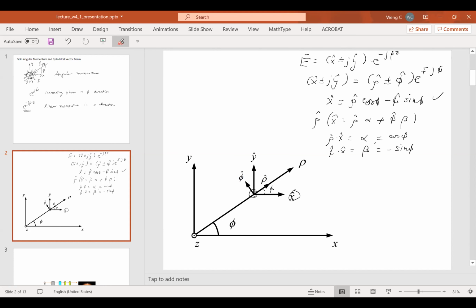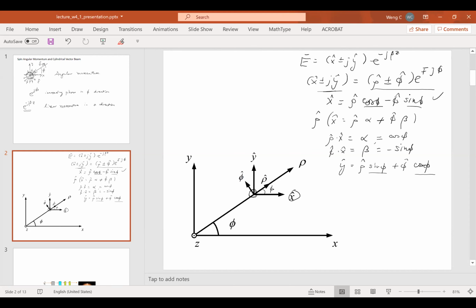And you can do the same thing for y hat. You go through the same algebra. y hat is equal to rho hat sine phi plus phi hat cosine phi. Now you plug this x hat and y hat into here. You combine the cosine and sine and cosine. You find that your x hat plus y hat can be written in this manner.